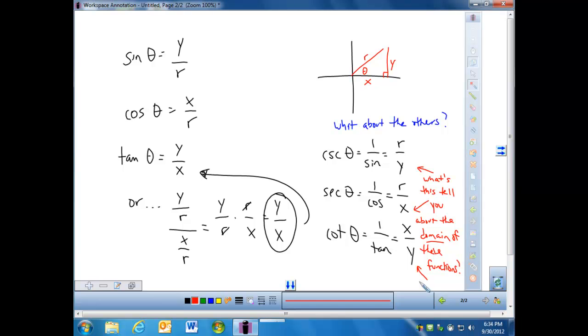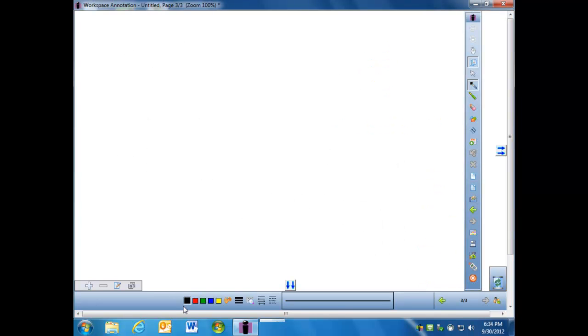So let's get a little practice with this information now. I'd like you to find, and we'll do it together, but if you'd like to pause and try some of this on your own, I'd like you to find the exact, and that's important right now, the exact values for all 6 trig functions for a couple different thetas right now. We'll look at 2 or 3 of these examples right now.